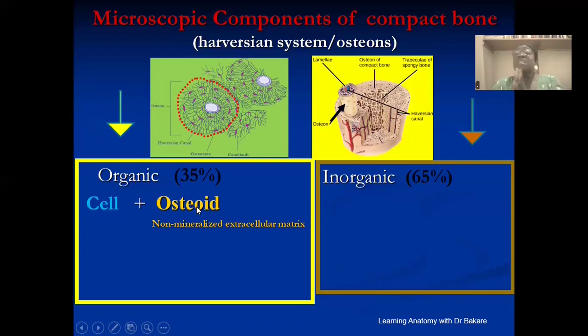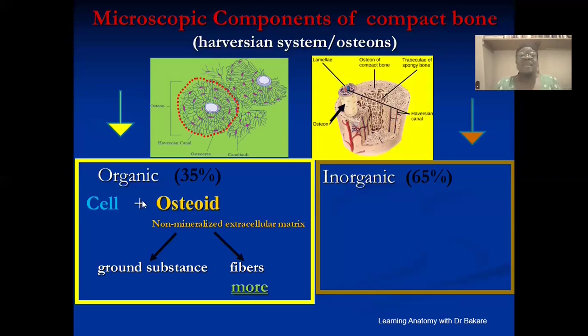We know that bone tissue is a specialized type of connective tissue that is hard. So it is the inorganic component, the mineralized part of the extracellular component, that allows for this hardness. So we have the cell and the osteoid making up the organic component of the compact bone tissue. The osteoid is the non-mineralized extracellular matrix, and this is also further subdivided into the ground substance and also the fibers. The fibers are seen to be more than the ground substance.